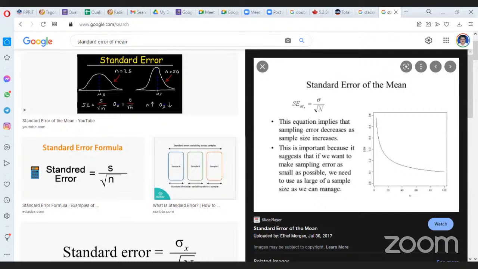So what will be our target? The standard error of the mean should be small. That means sampling error is small. To make small sampling error, we need to use as large of a sample size as we can manage.